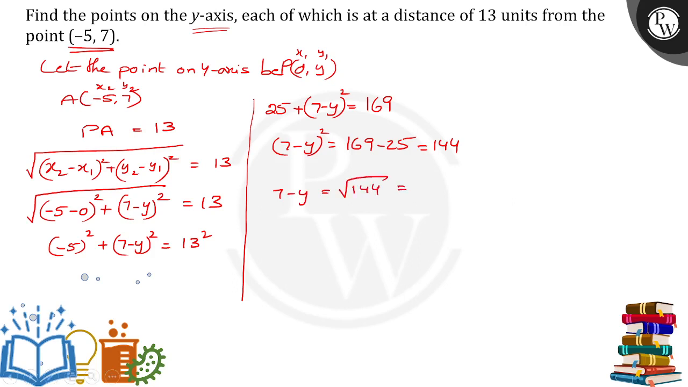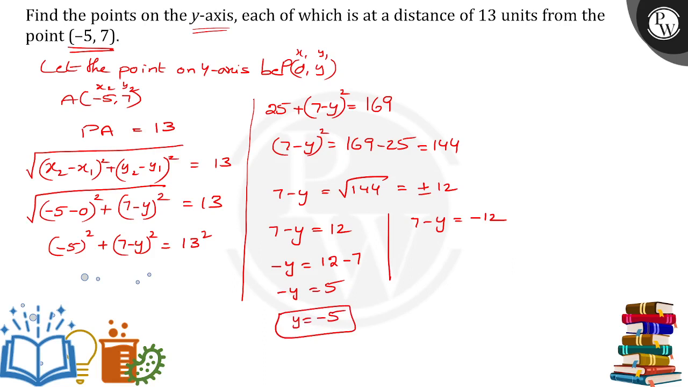What is the value of the square root of 144? It's plus or minus 12. Okay, it's plus or minus 12. Let's suppose I take 7 minus y is equal to plus 12 and 7 minus y is equal to minus 12, then what we will get? Minus y is equal to 12 minus 7. So minus y equal to 5, therefore y is equal to minus 5. Okay, and here minus y is equal to minus 12 minus 7, so y is equal to 19.